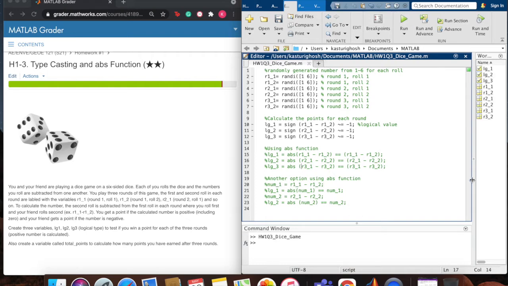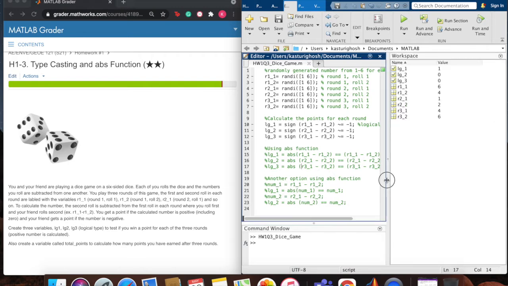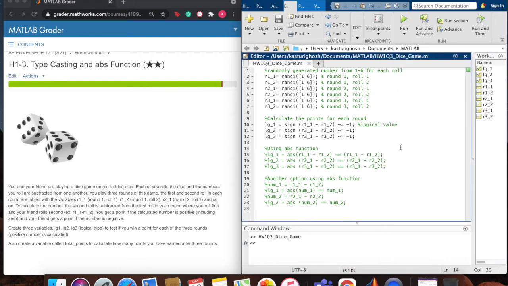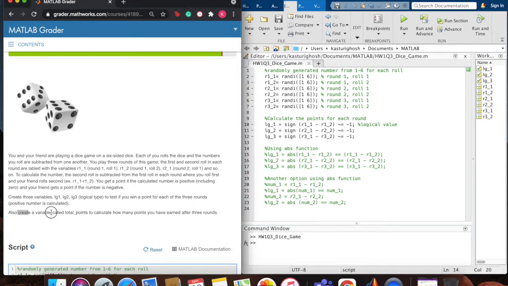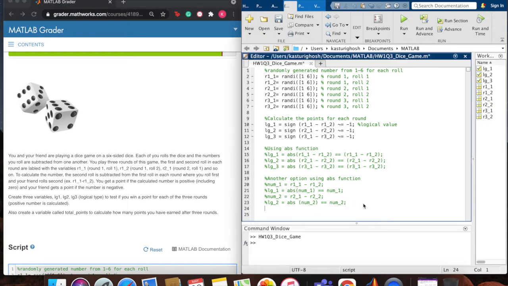It runs properly. There's no errors. I can see all my values in the workspace. Oh, wait, I think I forgot one part of the question. So also create a variable called total points to calculate how many points you have earned after these 3 rounds. So this is very important. I'm sorry, I totally missed that part.